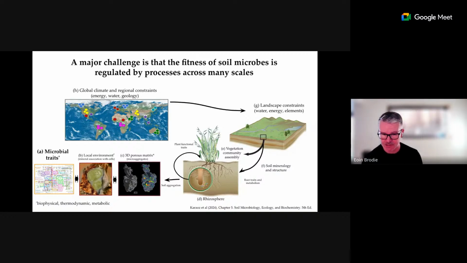That then determines the resources that could be made available to microbes, for example, in the soil, in the area around the root that's called the rhizosphere.